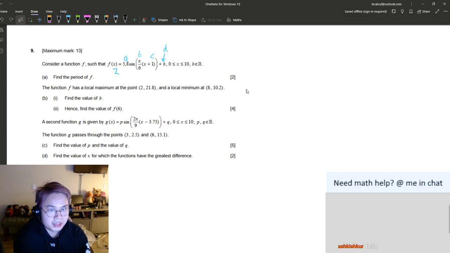Sine has a period of 2 pi. We have some sort of horizontal stretch by this value of b, pi over 6. So we take our default period, which is 2 pi, and then we transform it by dividing it by pi over 6. The pi's cancel. So my period is 2 times 6, which is 12.